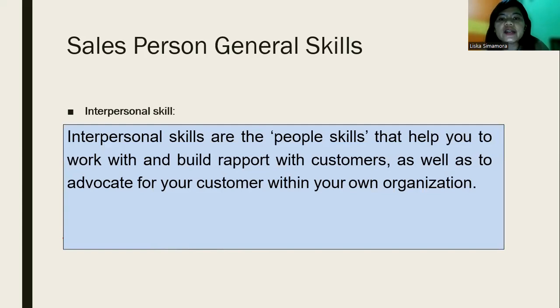So interpersonal skills are the people skills that help you to work with and build rapport with customers, as well as to advocate for your customer within your own organization. So they become loyal to your organization. That's the personal skill: how they can trust you to tell you their problem, and trust you to give them advice or suggestion.